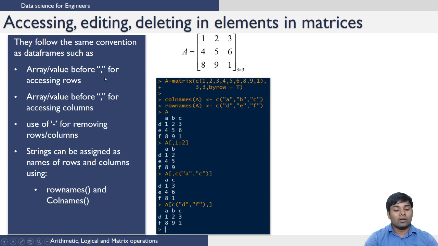followed in data frames. So you'll have a matrix followed by a square bracket with a comma in between. The array of values before the comma is used to access rows, and the array of values after the comma is used to access columns. If you want to remove some rows or columns, you need to add a negative symbol before them. And you can also assign strings as names of rows and columns by using the commands rownames and colnames.